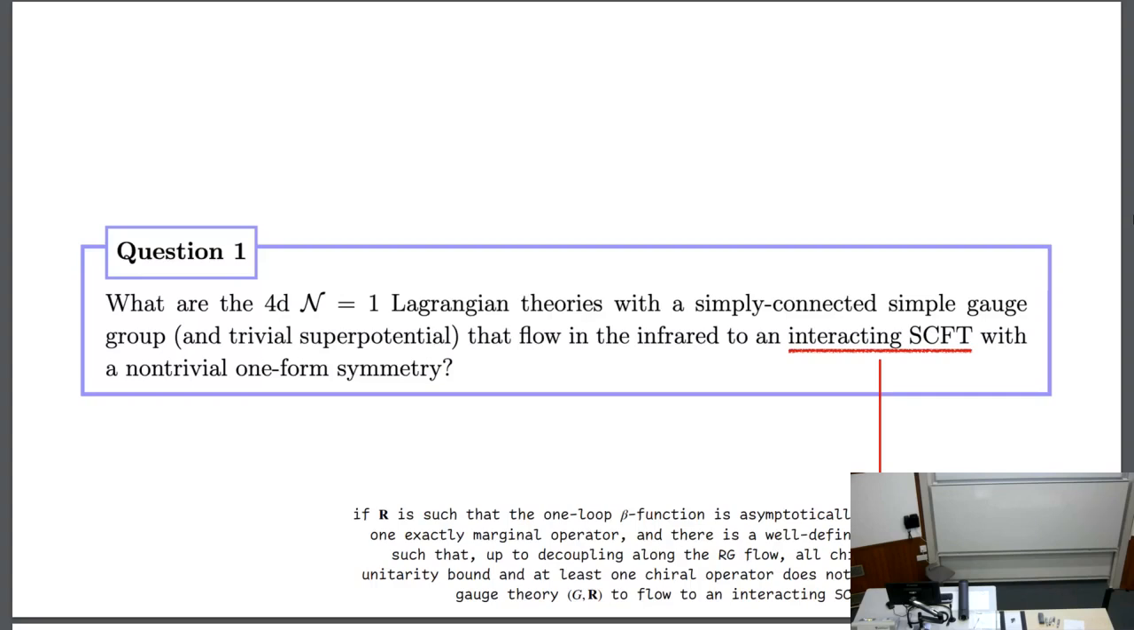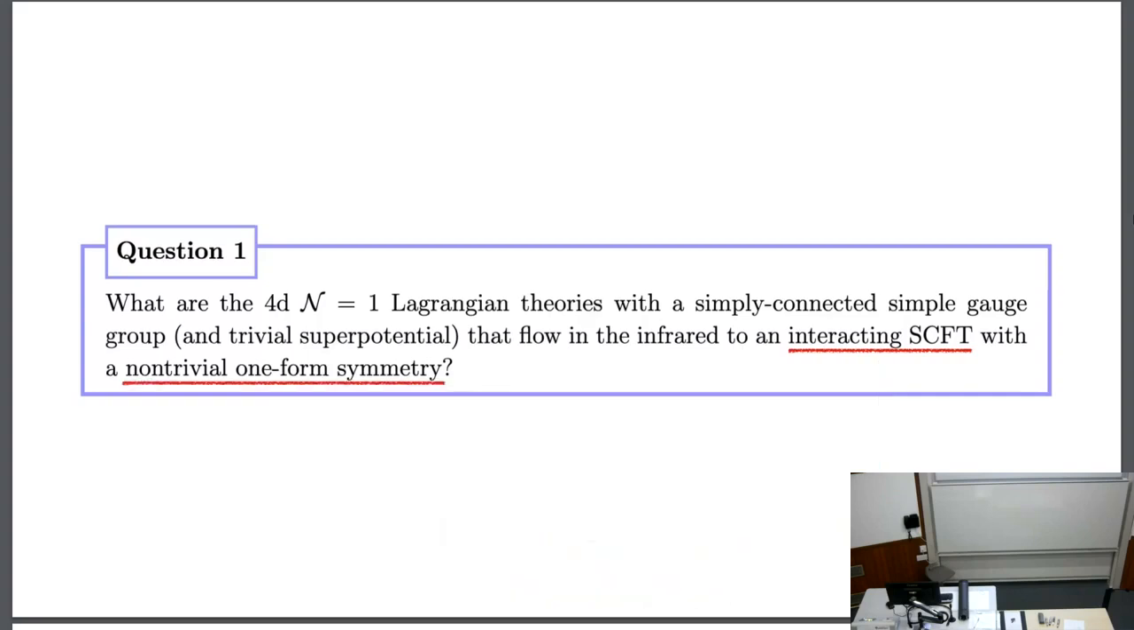Basically, you have a bunch of matter in some representation. As long as it's asymptotically free or conformal, there exists a well-defined R symmetry, and there exists at least one operator which transforms non-trivially under this R symmetry, so it doesn't decouple. Then you expect an interacting SCFT. This is essentially the collection of conditions which gives you the conformal window for SQCD, stated for general supersymmetric QFT. Instead, I will focus first on asking when there is a non-trivial one-form symmetry.